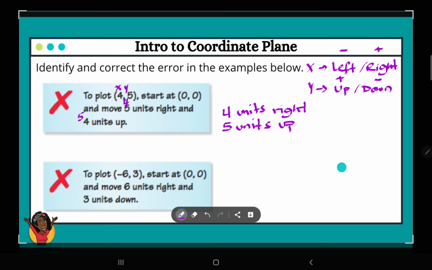The second example, to plot negative 6, 3. So negative 6 is our x and that is our y. We would move 6 units to the right and 3 units down. Now, the negative 6 means that I need to go to the left. So that's actually 6 units to the left. And then my 3 is positive, so that would be 3 units up.